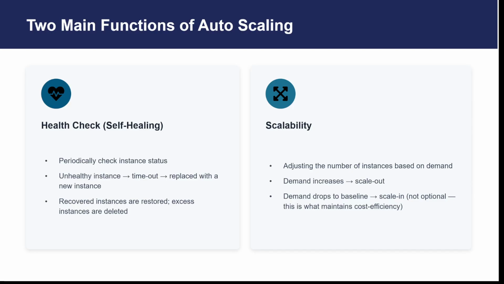Okay, next slide is the two main functions of autoscaling. Autoscaling runs on two main functions. The first is health check, which is essentially self-healing. It periodically checks instance status, and if an instance goes unhealthy or times out, it replaces it automatically. If that instance later recovers, it's brought back and the extra one is removed.